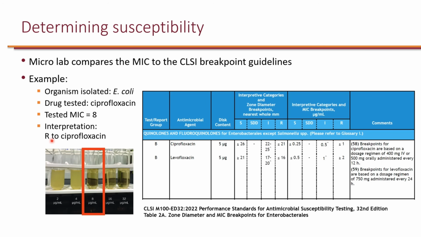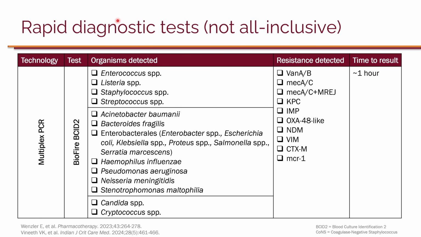So we will consider it resistant and not use ciprofloxacin for a patient who has this isolate. So that was phenotypic testing. Now let's take a look at genotyping testing, which is a much faster process.